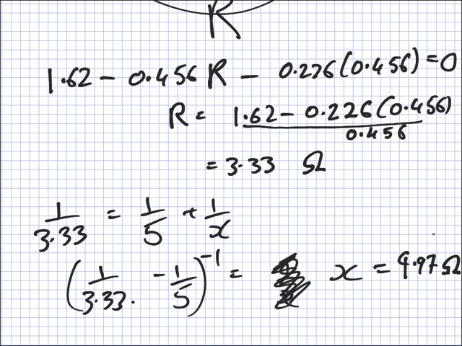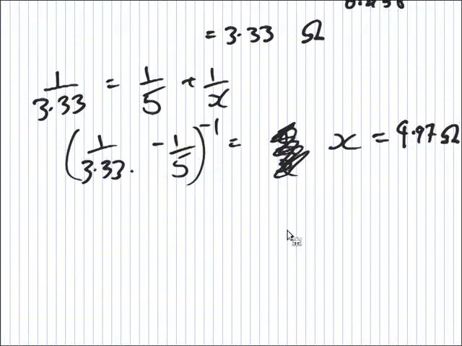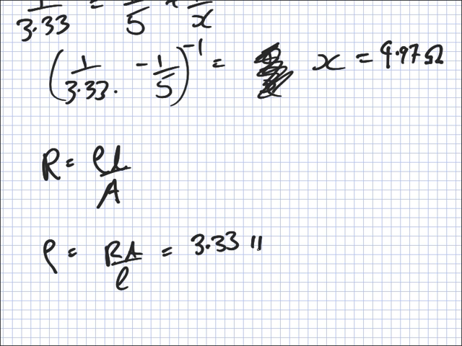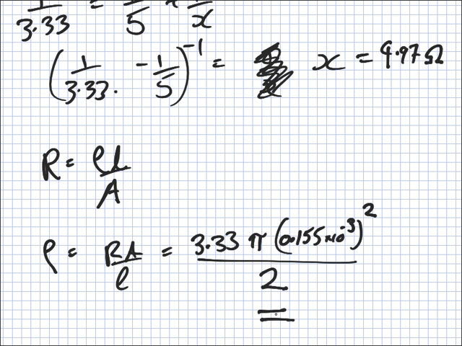And then, lastly, what is the resistivity? So remember, resistance is rho L over A. So resistivity is RA over L, which is 3.33 times pi times the radius squared, and the radius is 0.155 times 10 to the minus 3, all over the length, which we're told is 2. That's the answer. So when you're ready, please.